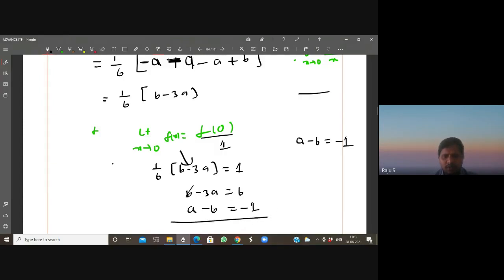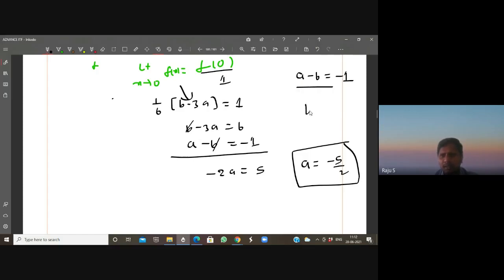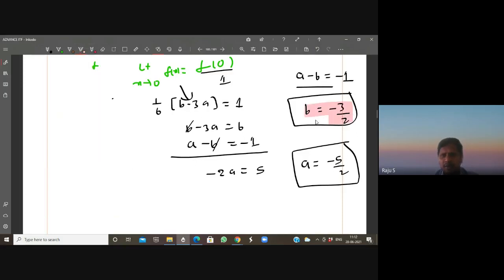Okay, these two equations, it cancel here. Here minus 3a plus minus 2a is equal to 5. Then a is equal to minus 5 by 2. Is that clear, students? We got a is equal to minus 5 by 2. Substitute a value here, b is equal to, surely we will get minus 3 by 2. All of you check it. See, clearly I simplified here. Finally, we got a is equal to minus 5 by 2, b is equal to minus 3 by 2.